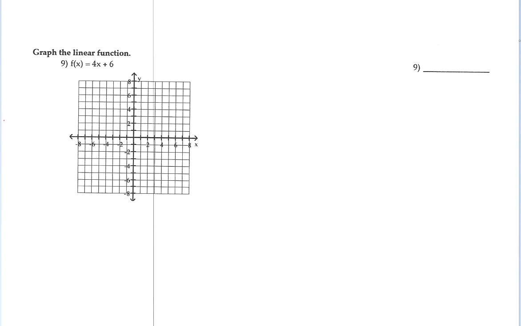Graph this linear equation. So here I'm going to start at 6. And then it looks like my slope is 4, so I got to go up 4 and over 1. So that'll take me off the grid. So a little trick for that would be to make this -4 over -1, which equals +4, because I need that 1 for my run.